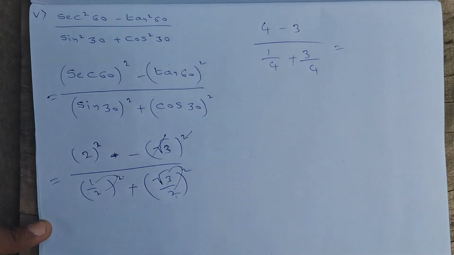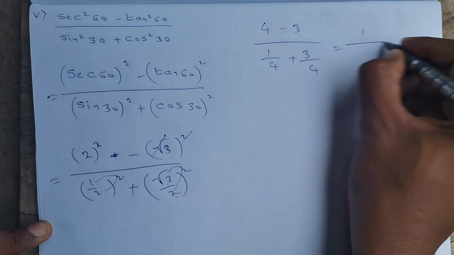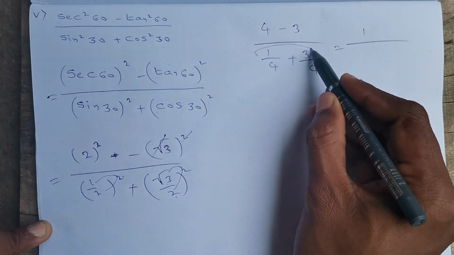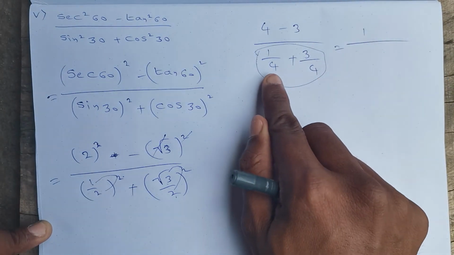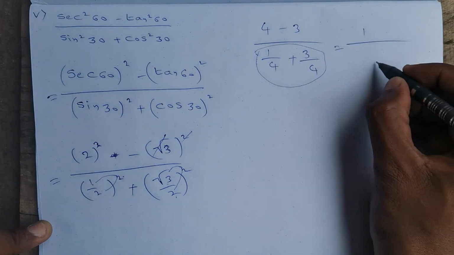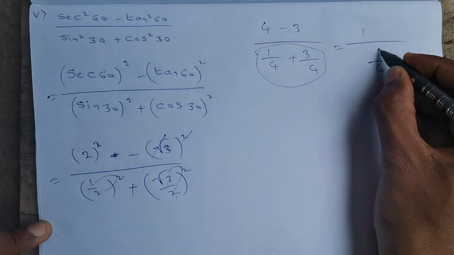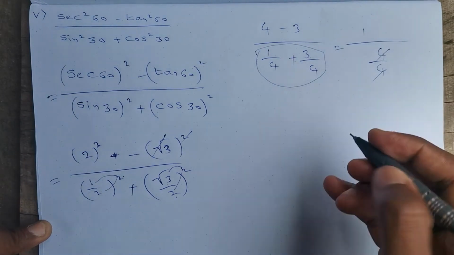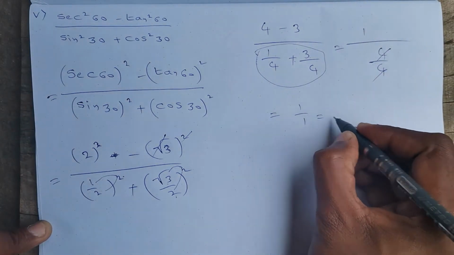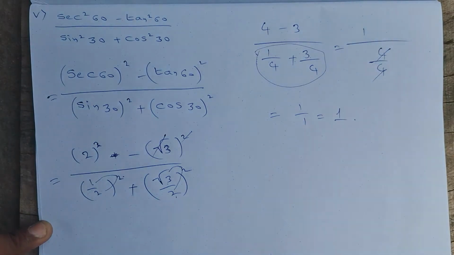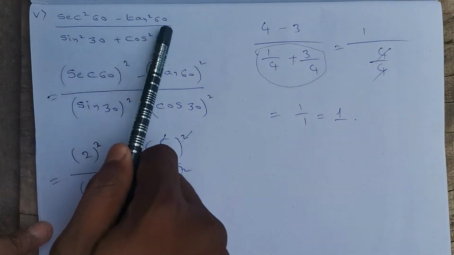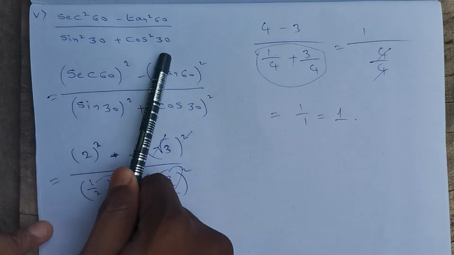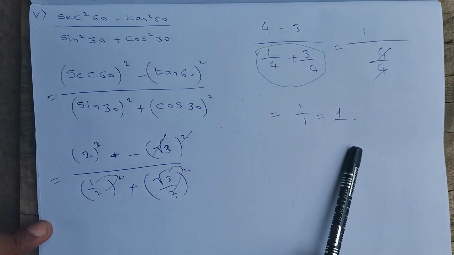If you observe the numerator, 4 minus 3, 1 whole divided by the denominator part. Again here we have two denominators the same, so write it 1. 1 plus 3, 4. Here 4 will get cancelled, so we remain with 1 by 1, which is nothing but 1. So the value of secant square 60 minus tan square 60 divided by sin square 30 plus cos square 30 is 1.